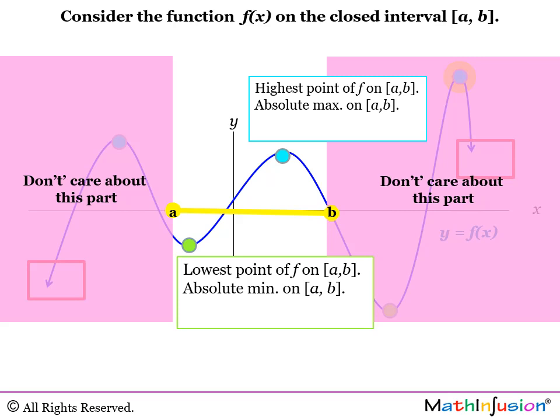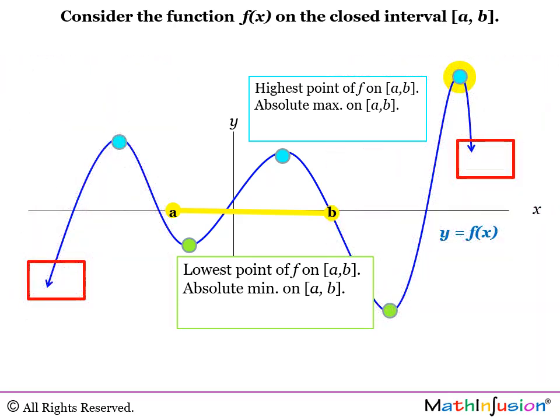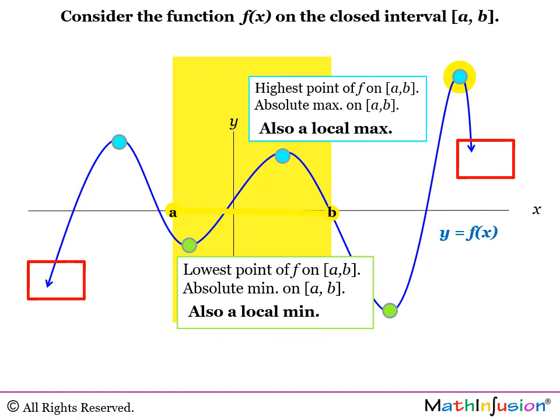Let's observe even more. What are those 2 points, the lowest one and the highest one, compared with the other points on the graph? If you look at this point, this is also a local maximum on the graph of the function y equals f(x). And this point is also a local minimum.